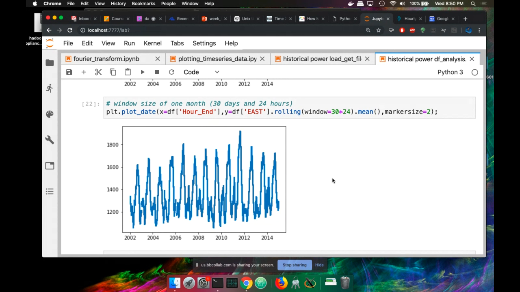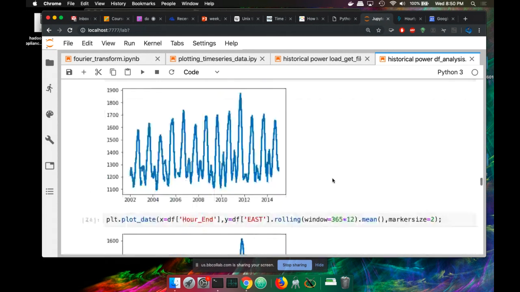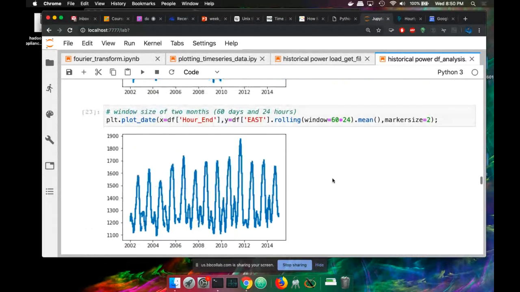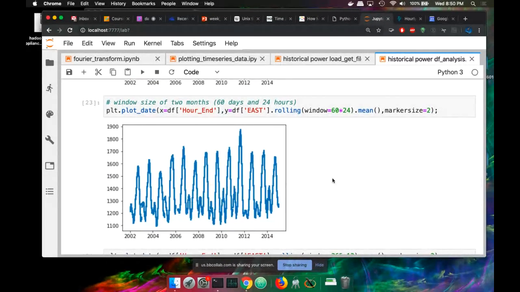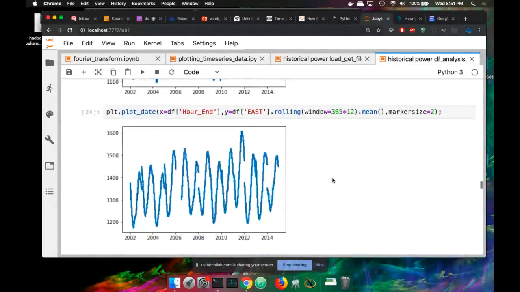What happens if we make our window really big? All right, so this one is now 2 months. We're starting to see these little gaps down here. This is kind of nerdy. If we make our window too big, what it's doing is smoothing out the signal. So that's a bit of a problem.